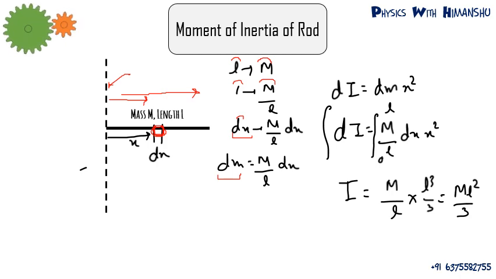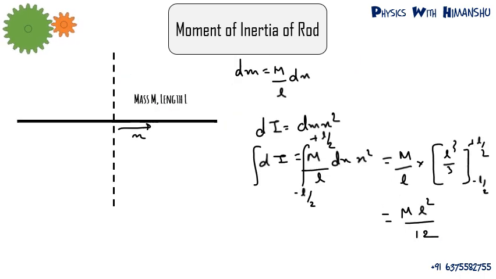And moment of inertia is what? Moment of inertia is mass into the square of distance. So dm into x². dm is (m/L) dx, times x². The integration limits are from 0 to L. So m and L are constant, and the integration of x² is L³/3. The limits are 0 to L. So the moment of inertia is mL²/3.